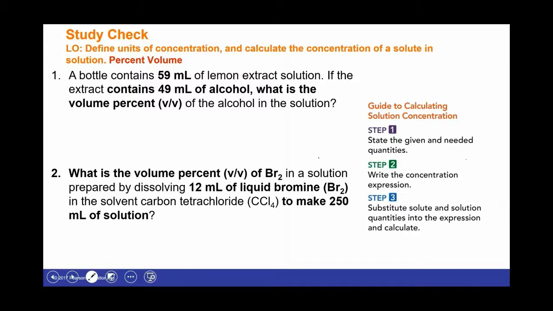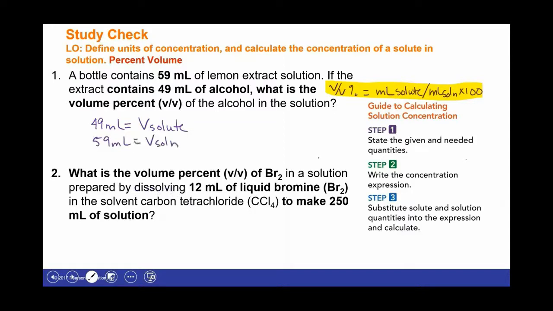So let's take an example. A bottle contains 59 milliliters of a lemon extract solution. If the extract contains 49 milliliters of alcohol, what is the volume percent of the alcohol solution? We know that volume per volume percent is milliliters of solute divided by milliliters of solution times 100. 49 milliliters is the volume of the solute, and 59 milliliters is the volume of the solution. So we take the volume of the solute divided by the volume of the solution, multiplied by 100, and we get 83%. So those extracts that you're using are a high concentration of alcohol. The alcohol actually evaporates off if you're baking or cooking with them.